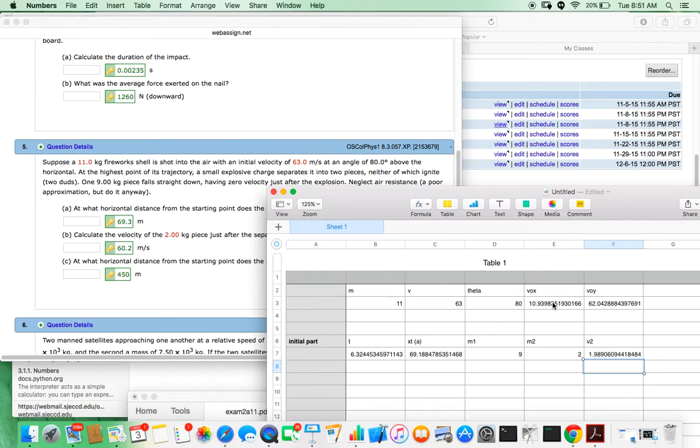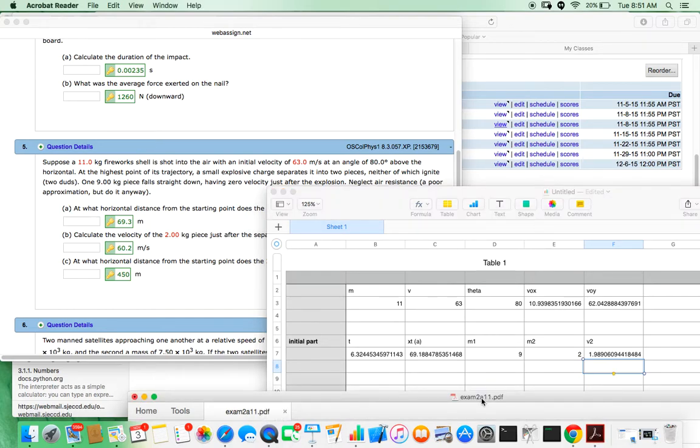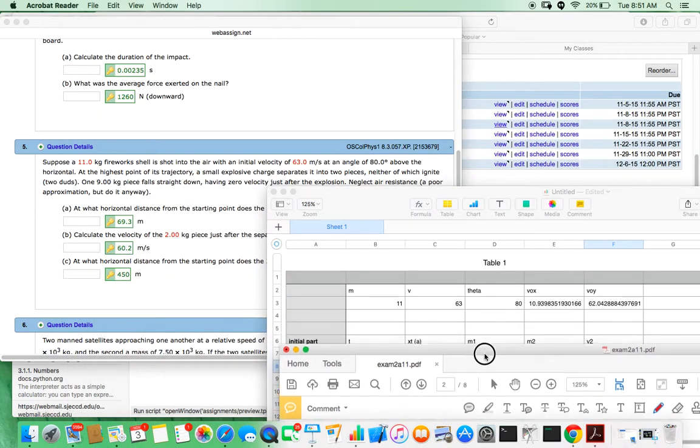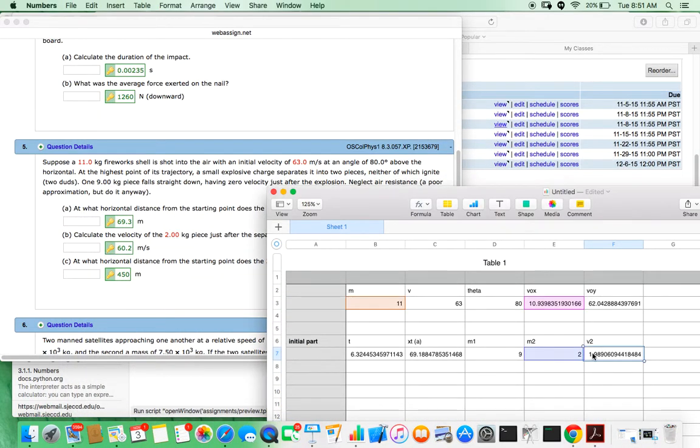Oops, it's all crazy. Wait a second, M2, did I plug the equations correctly? Oh no, the masses have different ratios. So I plugged my equations wrong. So this should be equal to this mass divided by this mass times this velocity, and then we get 60.2, all right? So 60.2 meters per second.